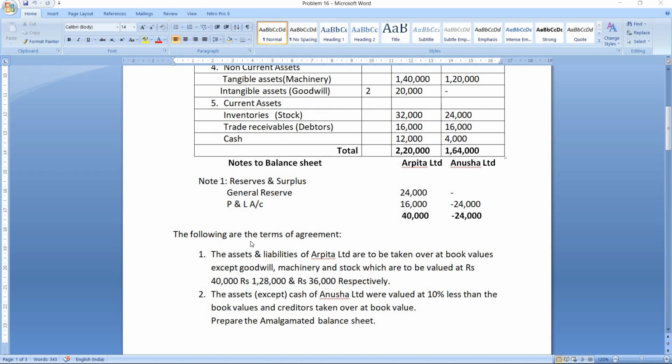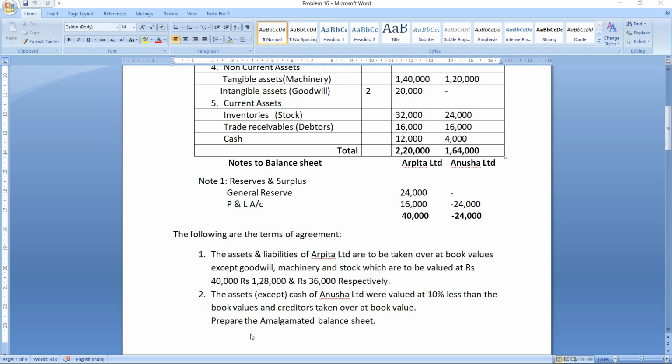The following are the terms of agreement. The assets and liabilities of Arpita Limited are to be taken over at book values except for goodwill, machinery and stock, which are to be valued at rupees 40,000, rupees 1,28,000 and rupees 36,000 respectively. The assets except cash of Anusha Limited were valued at 10% less than the book values and the creditors taken over at book value. Prepare the amalgamated balance sheet.